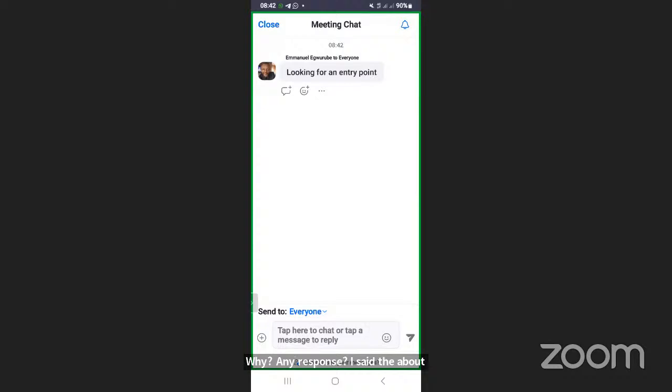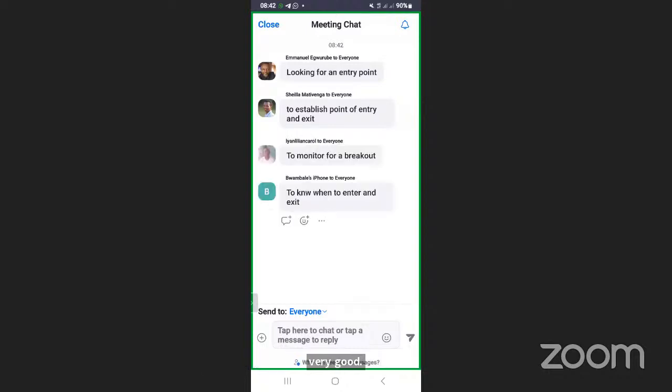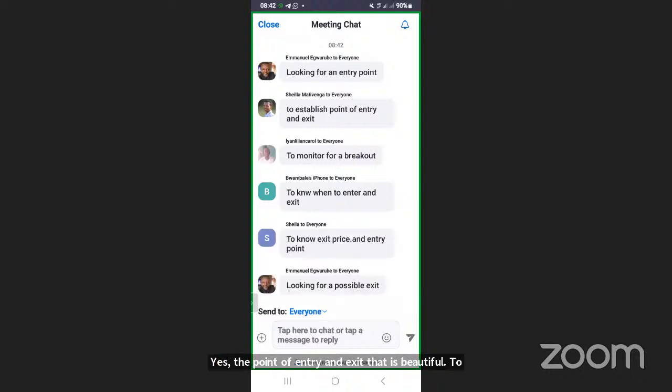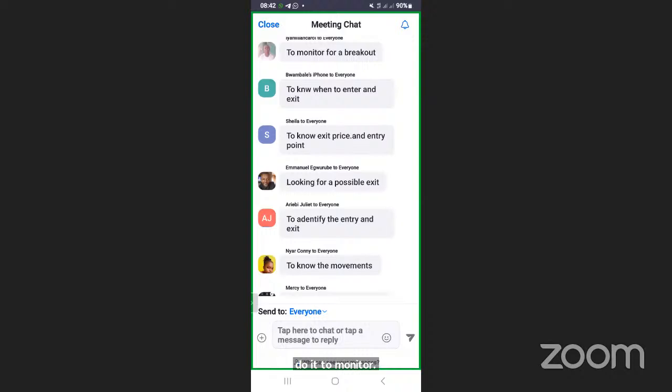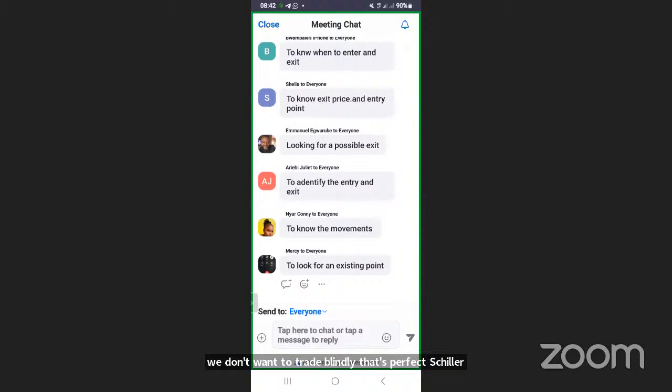Perfect, Emmanuel, to look for an entry point. That is very good. Yes, a point of entry and exit, that is beautiful. To monitor the trend to identify the possibility of a breakout. That is good, Carol, that's a good one. We do it to monitor. We just want to see how far it goes. Honestly, we just want to see how far it is going to go because we don't want to trade blindly. That's perfect. Sheila, to know exit price and entry point. Beautiful. To identify entry and exit, to know the movements.